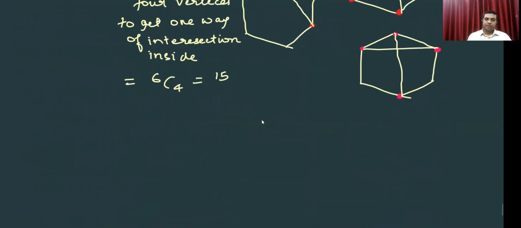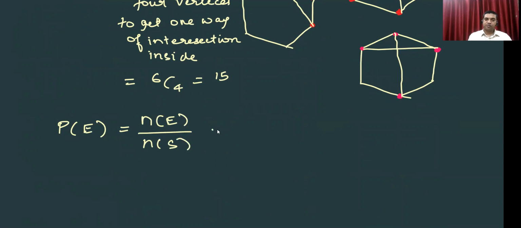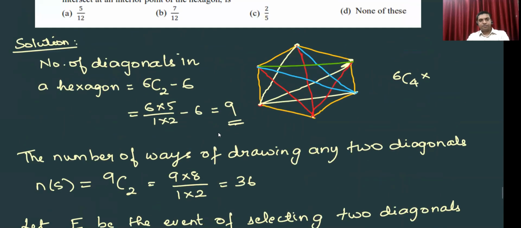So P of E is N of E by N of S, 15 by 36. Maybe we are missing out on one answer. Let me check. 3 5s are 15, 3 12s are 36. Answer is right. 5 upon 12 is the answer.